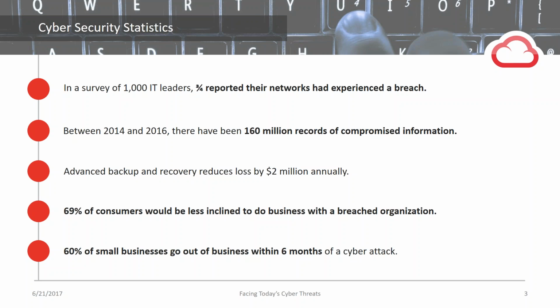And then 60% of small businesses just straight up fail within 6 months of a significant cyber attack. So pretty significant. What we're going to talk about today is some different strategies you can take to mitigate exposure, mitigate risk, and identify when threats have actually exploited vulnerabilities.